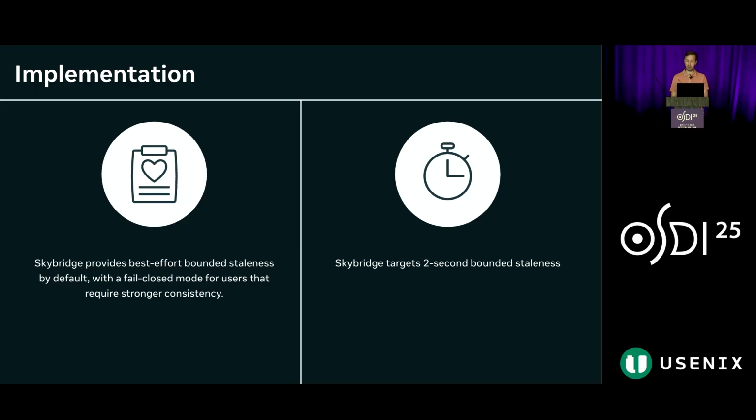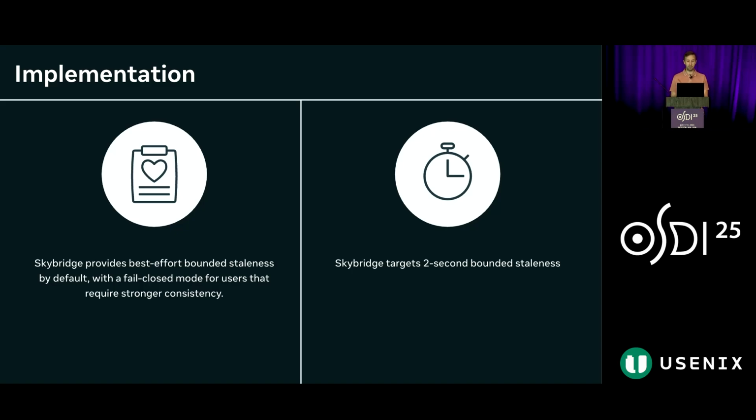By default, Skybridge provides best effort boundless staleness on read requests. Cache hosts will rate limit boundless staleness refills if there are too many cache items that can't be proven up to date locally. There's also an opt-in fail-close mode where users are either guaranteed to get boundless staleness or the cache returns an error. This is for users that require stricter consistency for correctness.